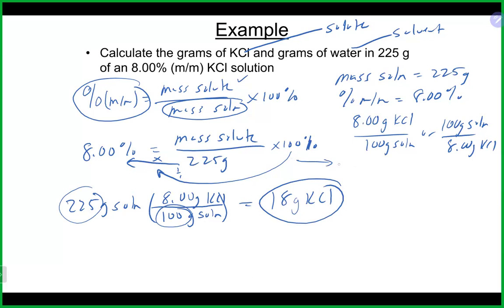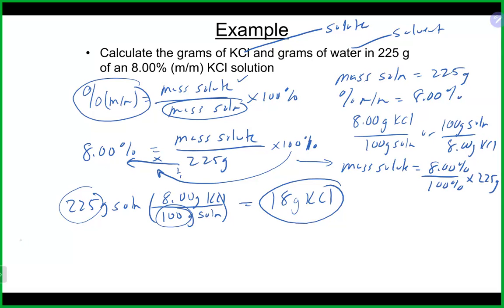If you did this, the mass of the solute would equal 8% divided by 100% times 225 grams, basically, if you rearranged it. Any questions on that one there? That is only half the answer, right? That is the grams of KCl, our solute.